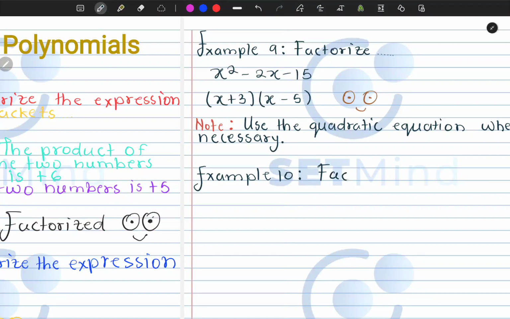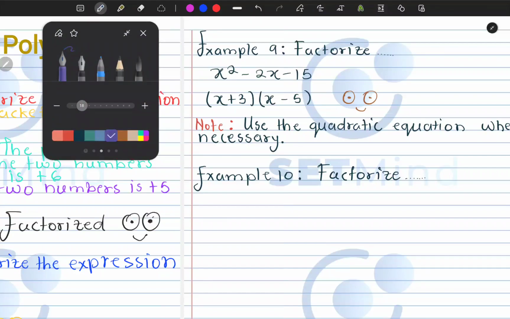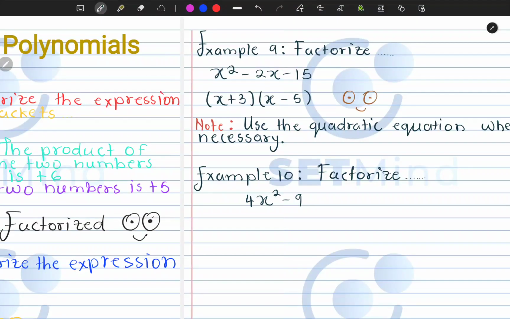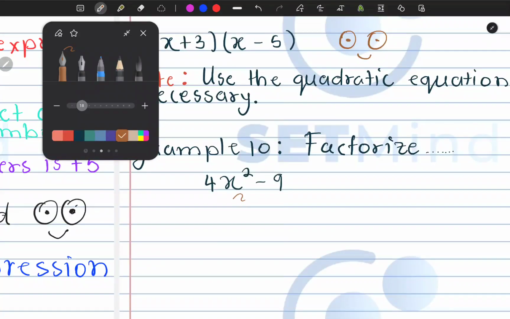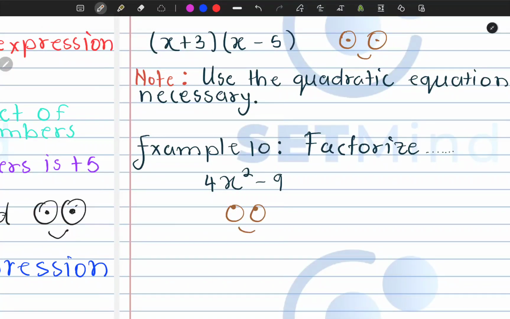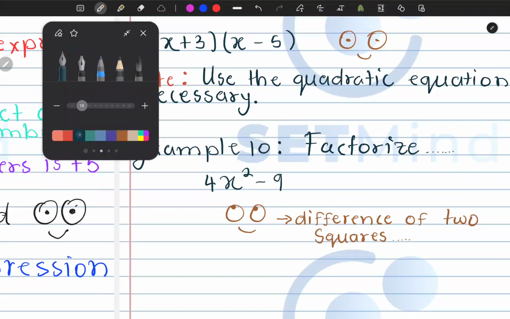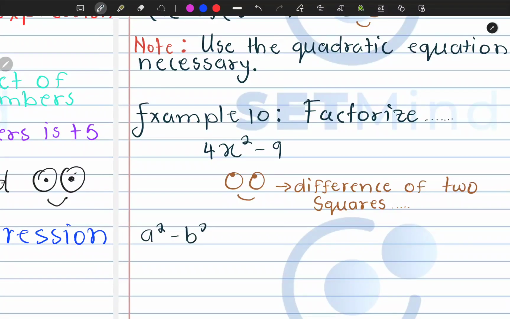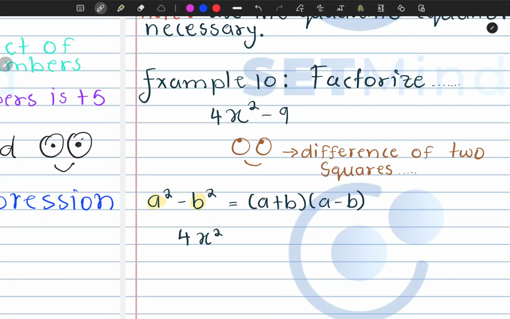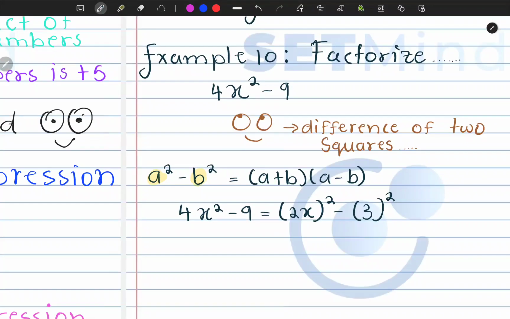In example 10, we are required to factorize something very interesting: 4x squared minus 9. If you have a look at this, you should be able to spot that what we have here is a difference of 2 squares. Why am I saying it's a difference of 2 squares? If you remember, when we have a squared minus b squared, these are 2 squares, but we're finding the difference. This will always be equal to (a plus b)(a minus b). So when you look at my expression, 4x squared minus 9, I can write this as (2x) all squared minus 3 all squared, and this just becomes a difference of 2 squares.